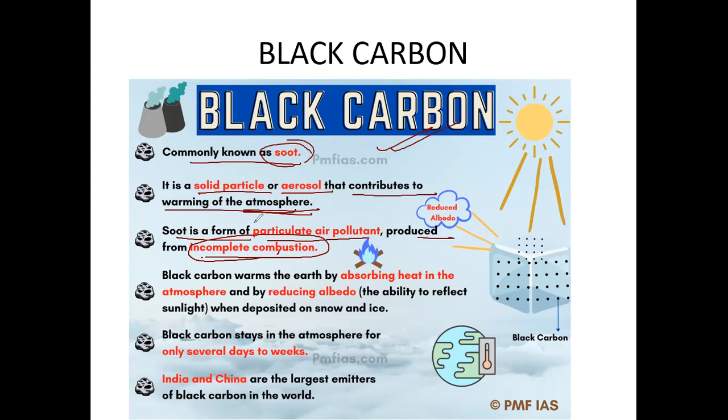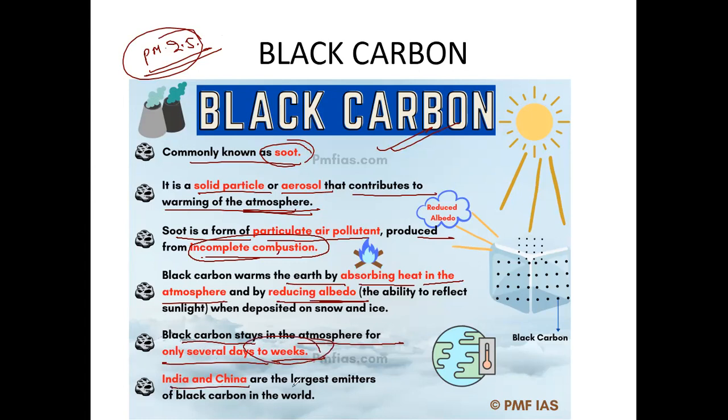The black carbon is directly emitted into the atmosphere in the form of particulate matter, right? This is PM 2.5, one of the forms of black carbon. Black carbon warms the earth by absorbing heat in the atmosphere and by reducing the albedo. Black carbon stays in the atmosphere for only several days to weeks. India and China are the largest emitters of black carbon in the world. This is very important.